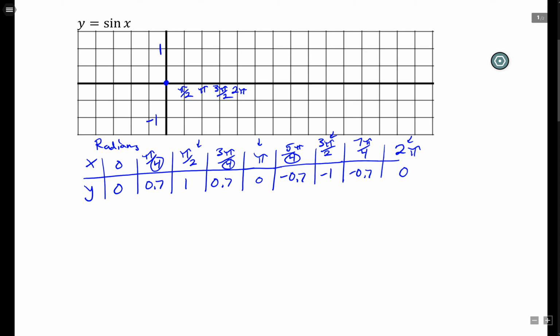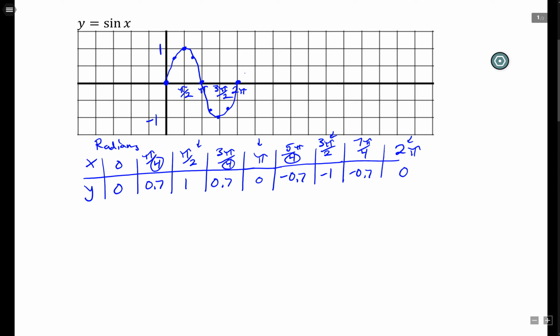Okay, so over pi over 4 up 0.7, that's right about there. Actually, it'd be right about here. Okay, and then over pi over 2 up 1, over 3 pi over 4 up 0.7, then I go back to 0, then I go down to negative 0.7, then negative 1, then negative 0.7, and then 0. So you have this nice, we actually call it a sinusoidal curve. Obviously, that's getting its name from sine. And this is going to make a wave. Interesting. It goes up and then it comes back down.